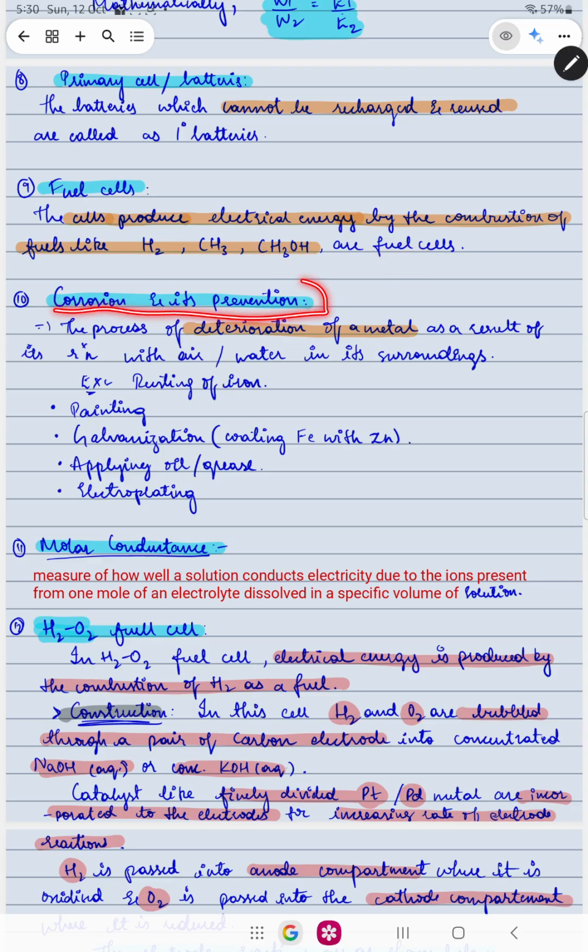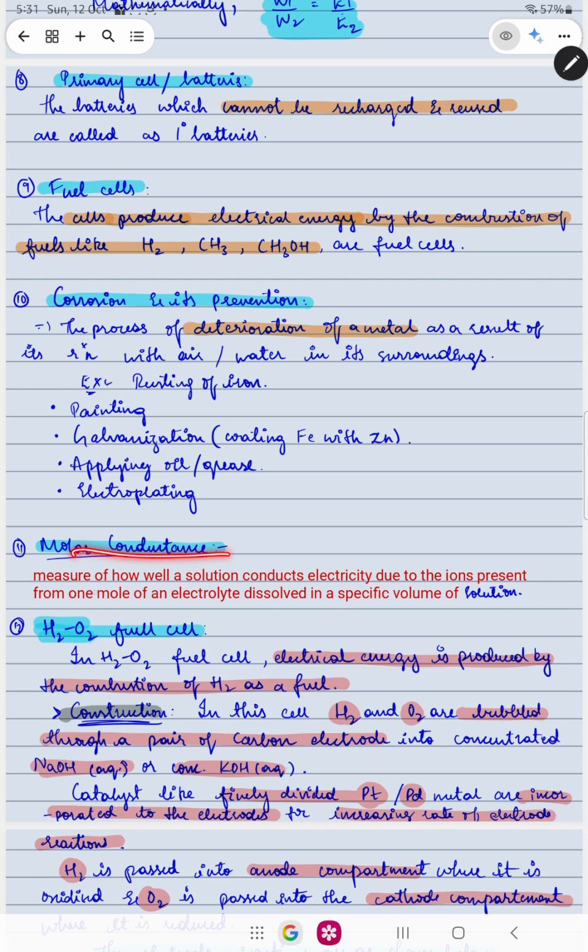Corrosion and its prevention, also an important and boring question being asked since 9th standard, I would say. It is the process of deterioration of a metal as a result of its reaction with air or water in its surrounding. Example, rusting of iron. Prevention is painting, galvanization, applying oil or grease, electroplating. Galvanization is nothing but coating iron with zinc.